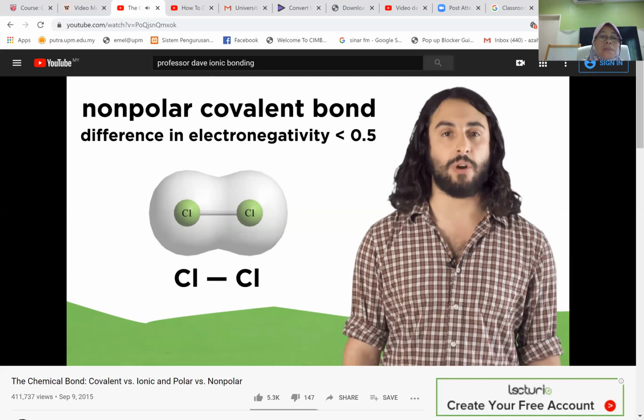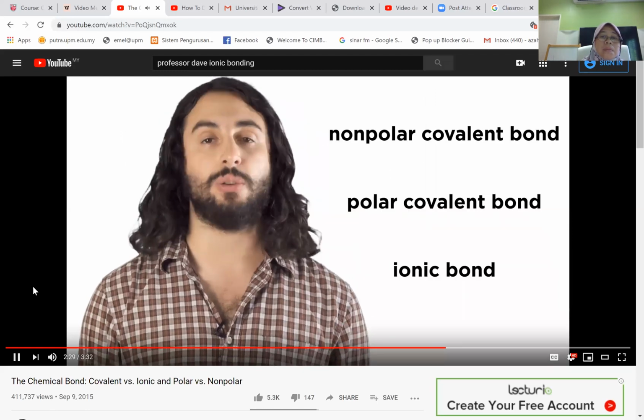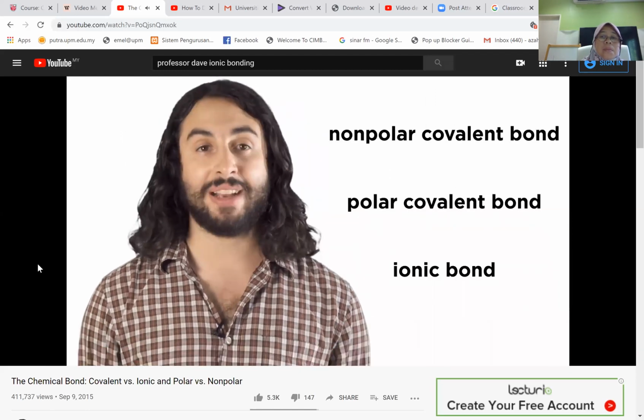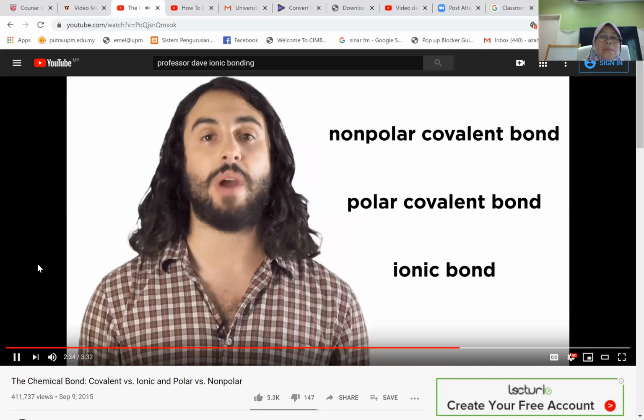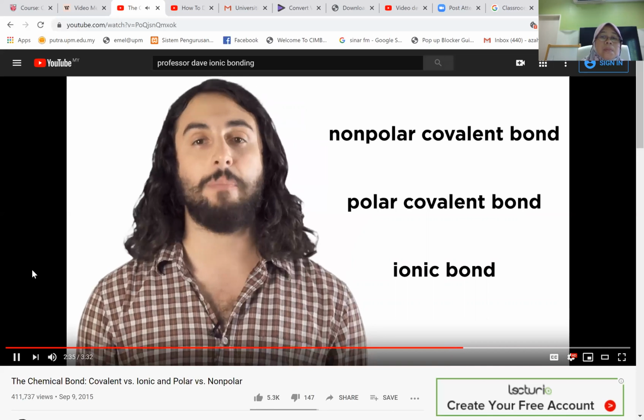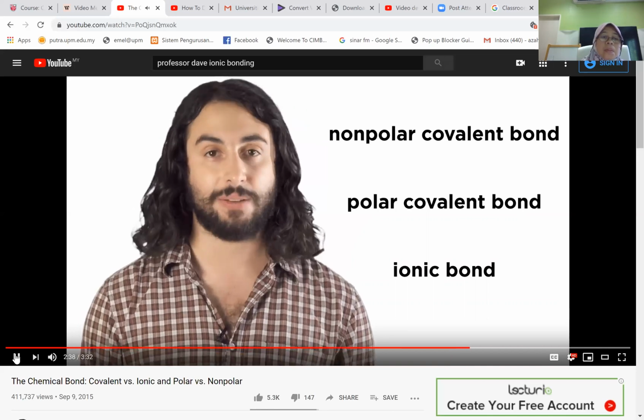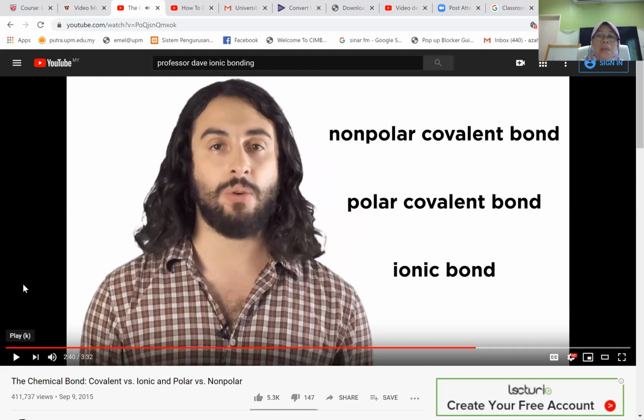Other than strange phenomena like metallic bonding, these are the main ways atoms bind to one another. Remember that you can predict the type of bond that will form between two elements by comparing their electronegativities. In order to determine a covalent bond and ionic bond, and also among covalent bond, whether you have polar or nonpolar covalent bond, electronegativity is the keyword.